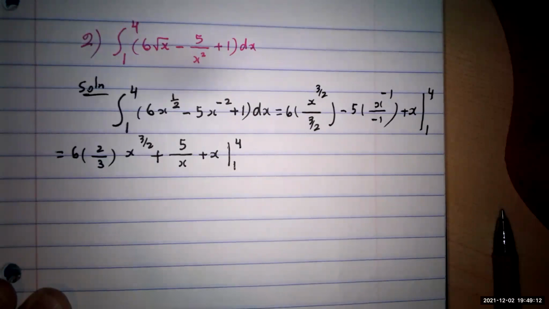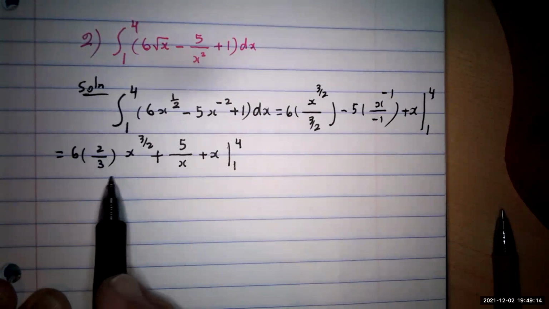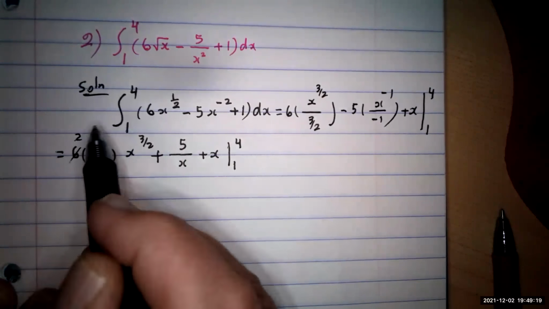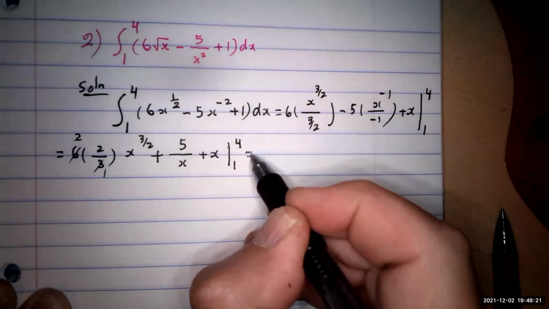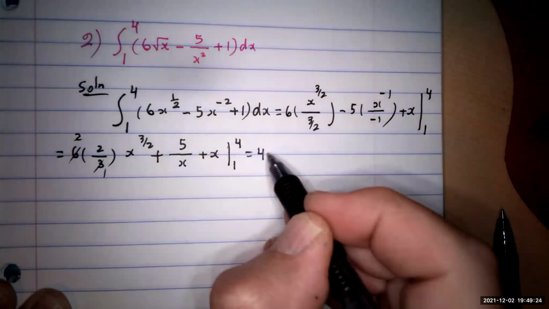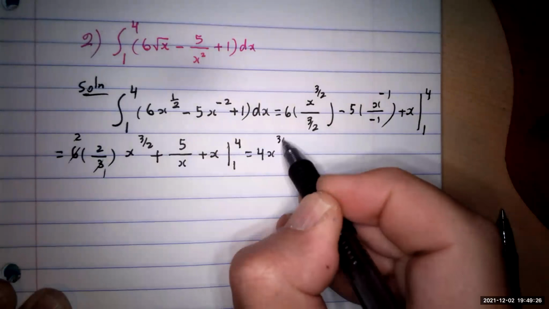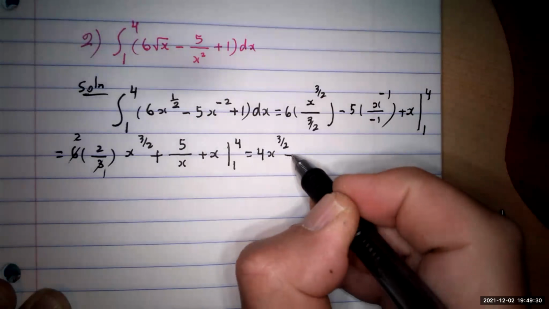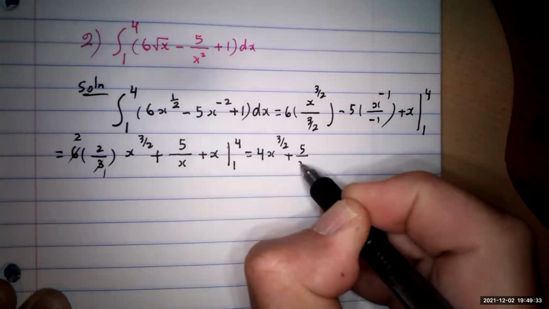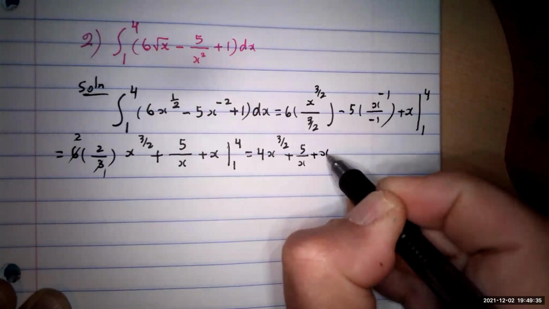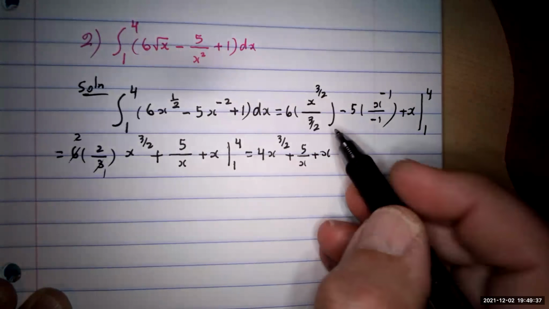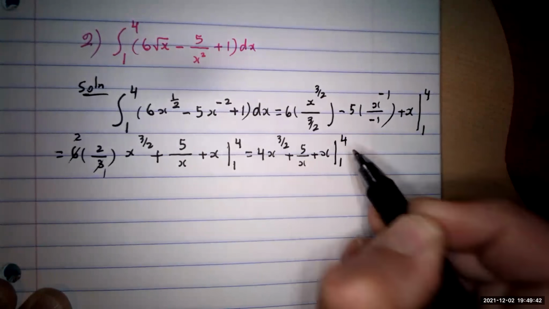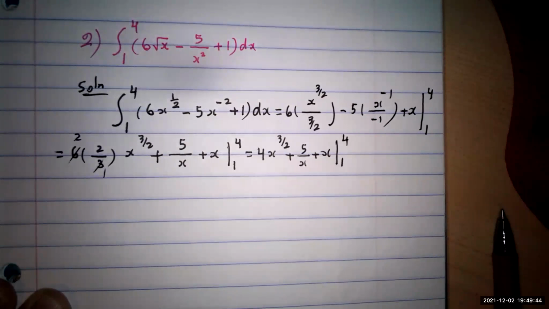This would be simplified because 6 and the 3 you can simplify, so that gives you 2. 2 times 2, 4. So that gives you 4x to the 3/2, and the leftover is going to be just 5 over x plus x. This is going to be evaluated from 1 to 4. Any question? We just simplify.